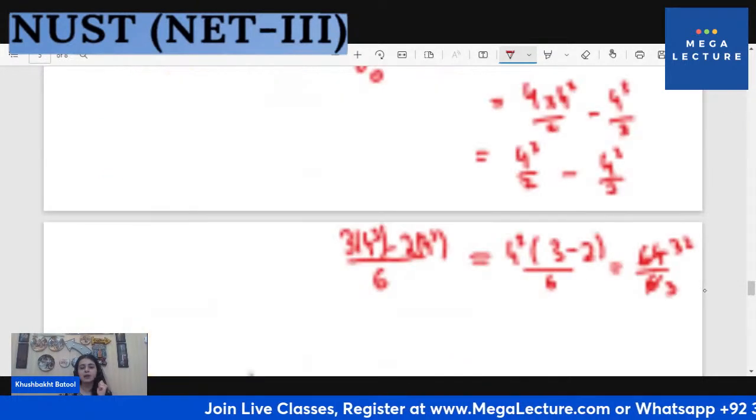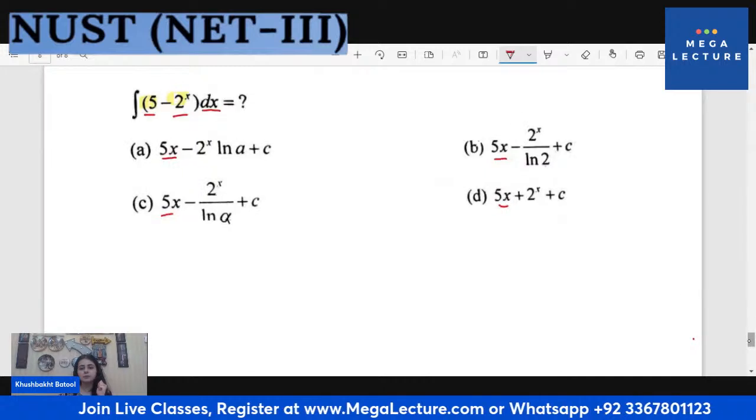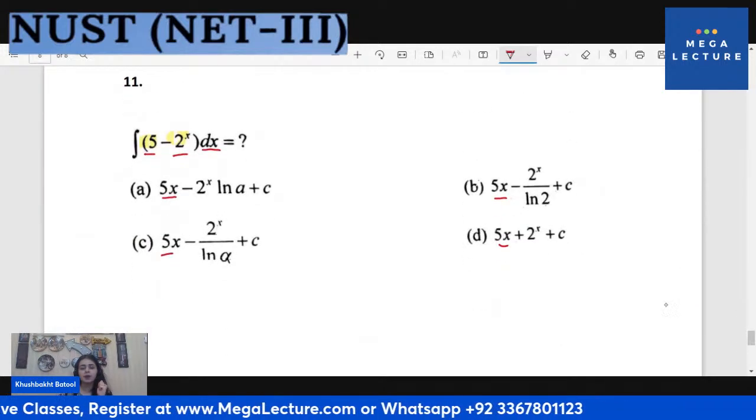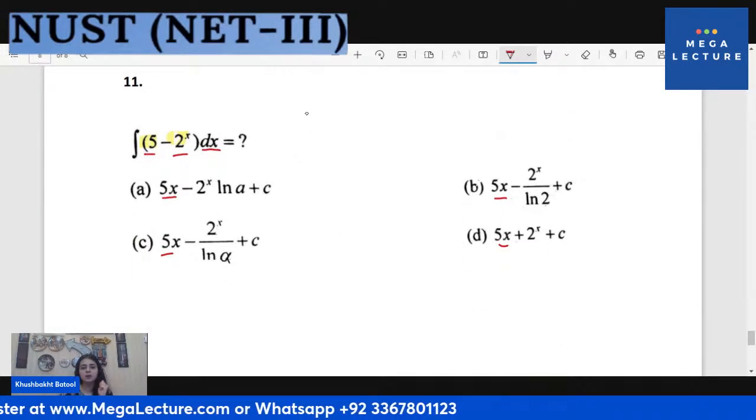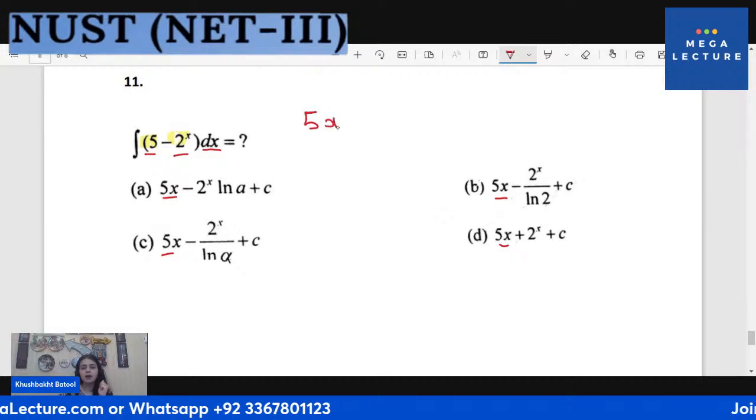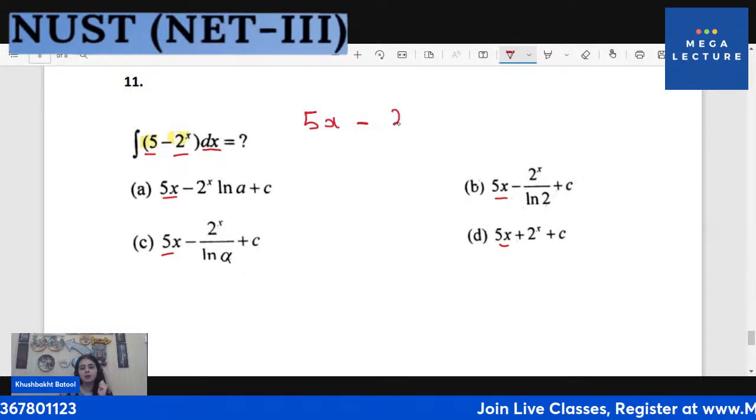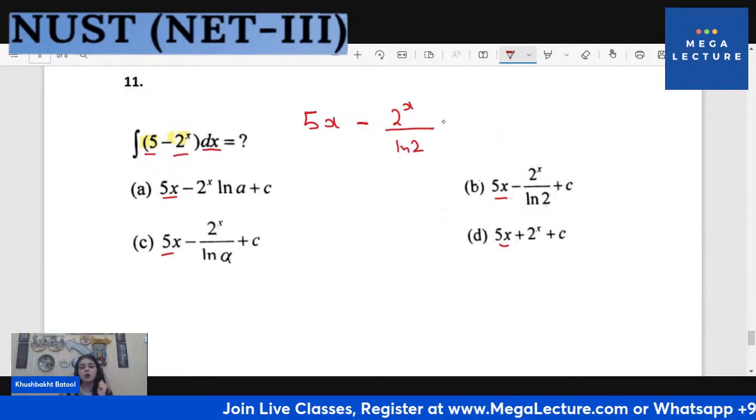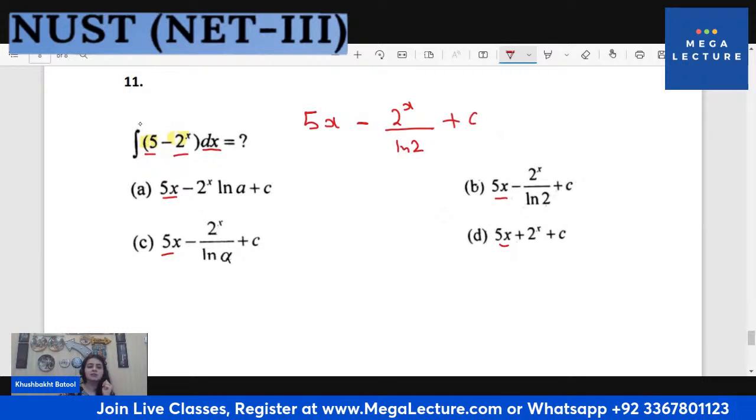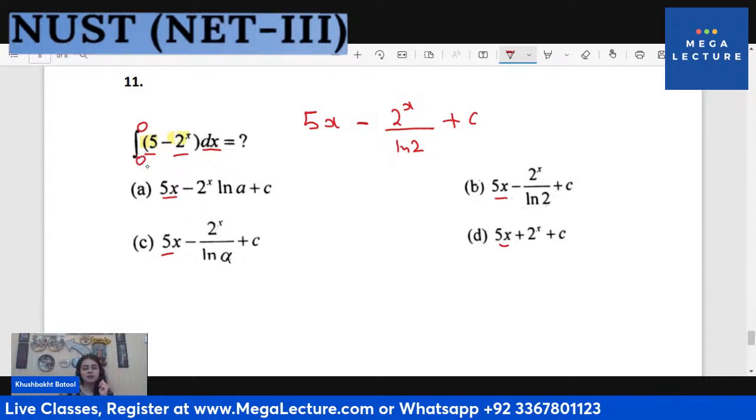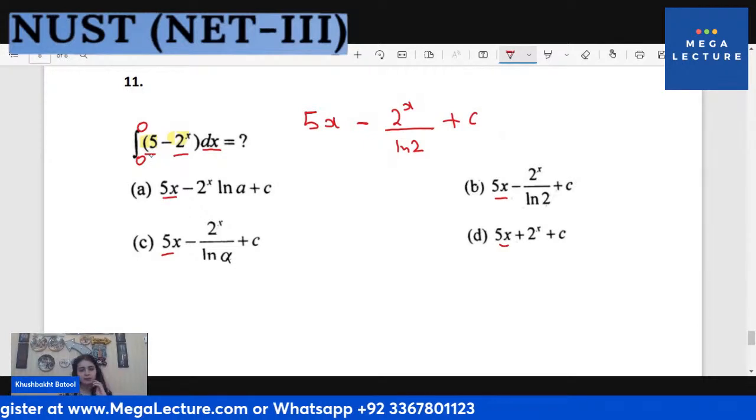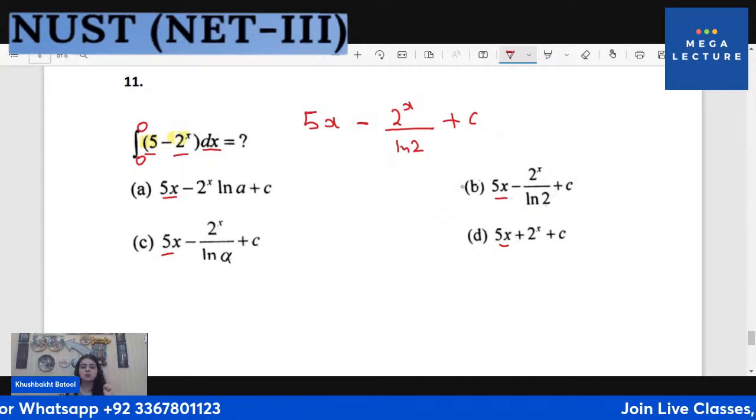So if you have 2 power x, it would become 5x, the minus sign would come as it is, and 2 power x would be 2 power x in the numerator divided by ln of 2. And obviously, since you do not have any limits here, this would be an indefinite integral. So we need to add the constant. So the answer is going to be B in this case.